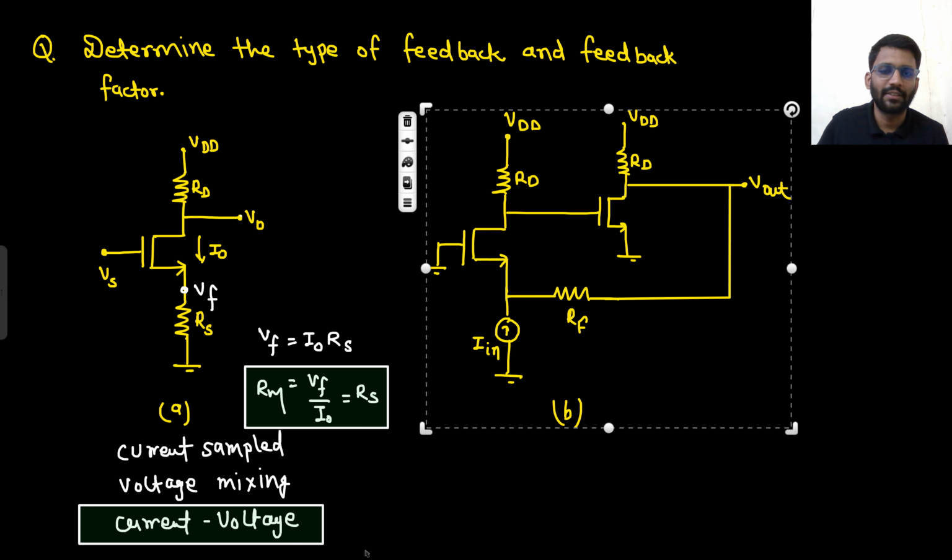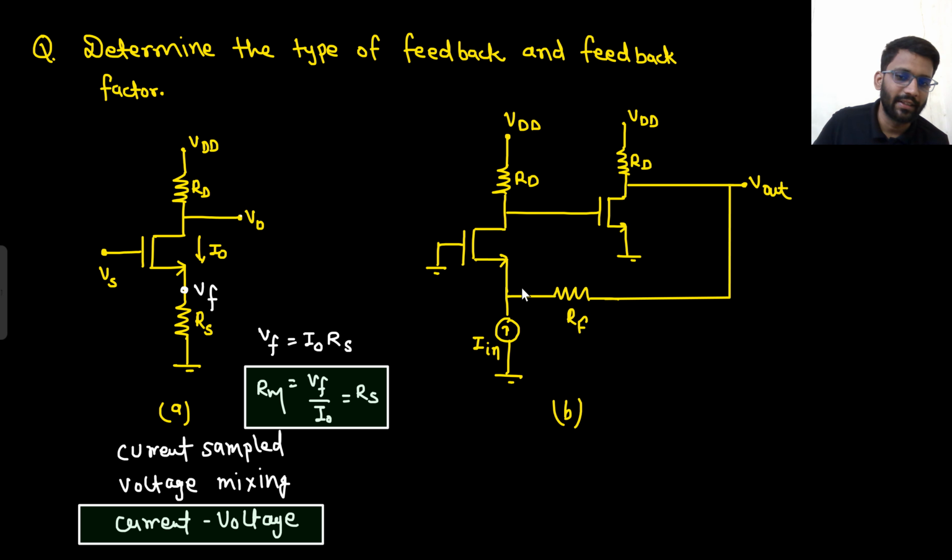So let's see the mixing first. This is your input current. The current has two paths, this way and this way. So certainly there is current mixing. No doubt about that. Current mixing.